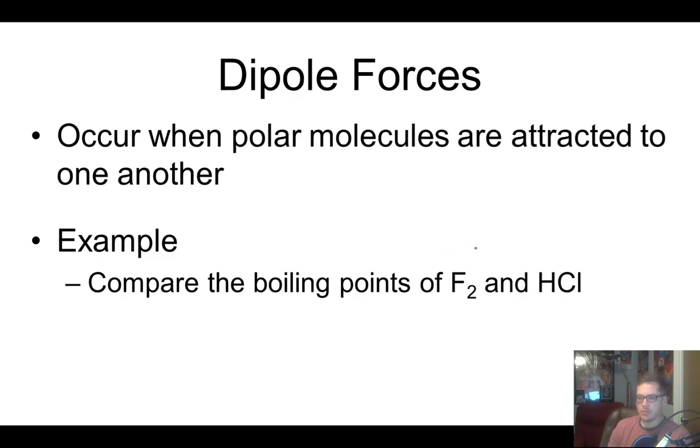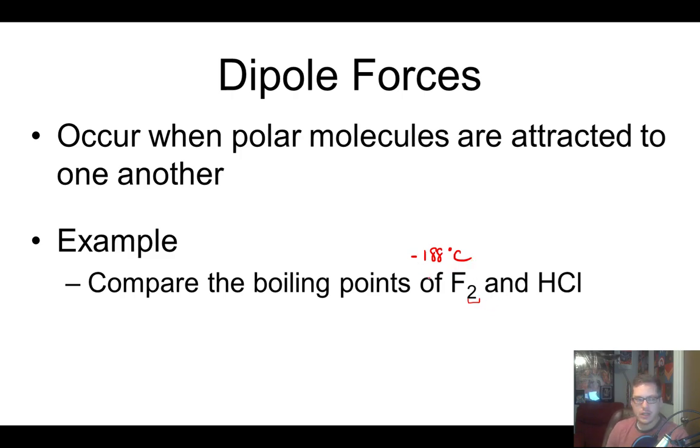Now, boiling points of fluorine and hydrochloric acid. Remember, fluorine is a diatom, so it always comes in sets of two. The boiling point for fluorine is negative 188 degrees Celsius. So that's pretty dang cold.